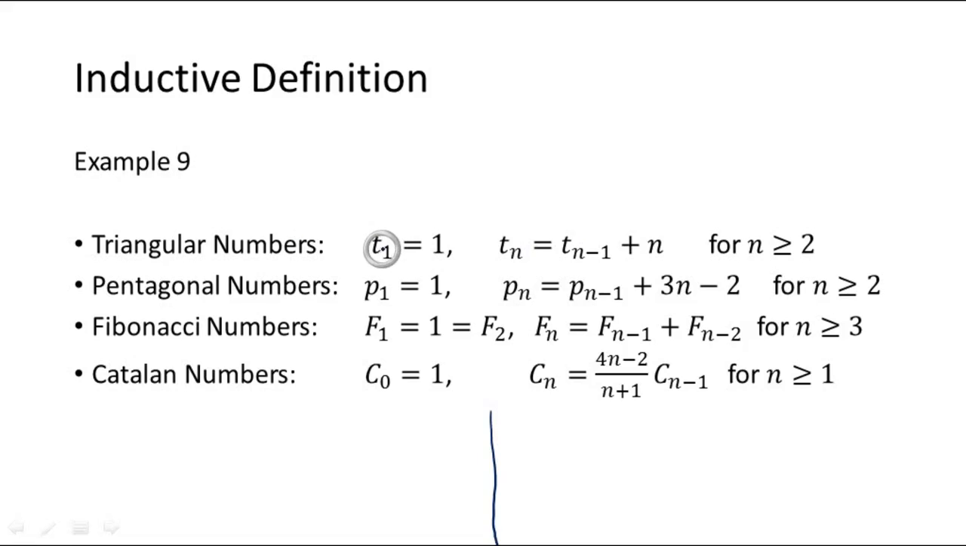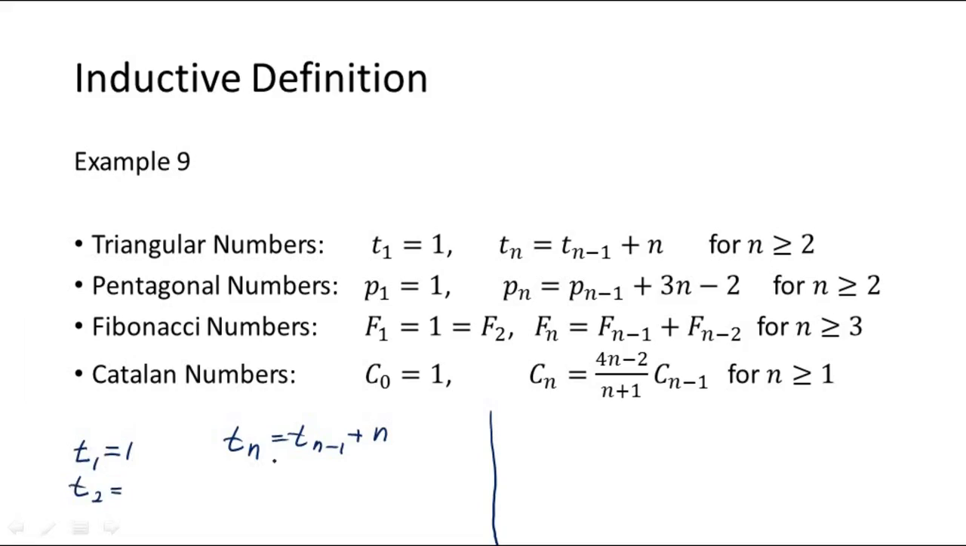We set T1 to be equal to 1, and then we give a recursive formula which enables us to compute the next triangular number using the triangular number that we already know. So the nth triangular number is equal to the n minus first triangular number plus n. So we set T1 equals 1 and Tn equals Tn-1 plus n. This recursive definition enables us to compute all the triangular numbers starting from the initial case.